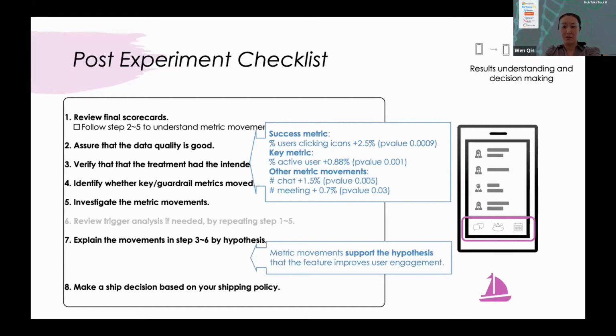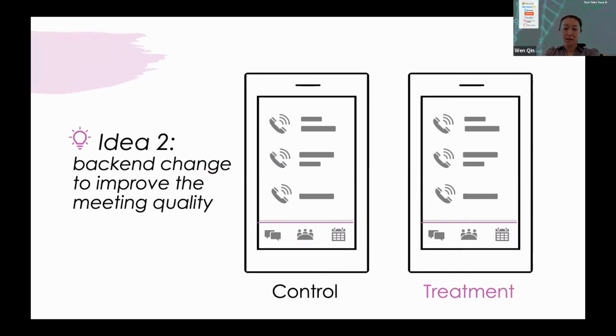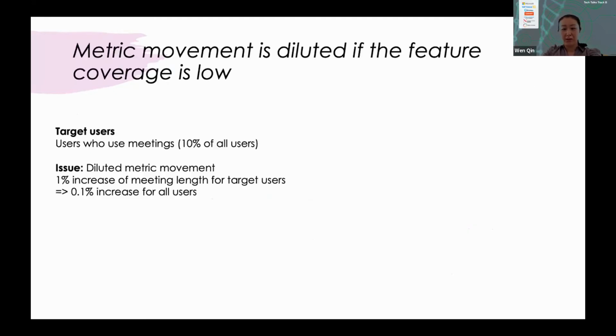So we just walked through the checklist with this example, but we missed several steps about the trigger analysis. Next, I will walk through another example to cover these missing steps. Assume you have another idea that is not a UI change, but a backend change to improve the meeting quality. So you target users who only use meetings. That is only 10% of all the users.